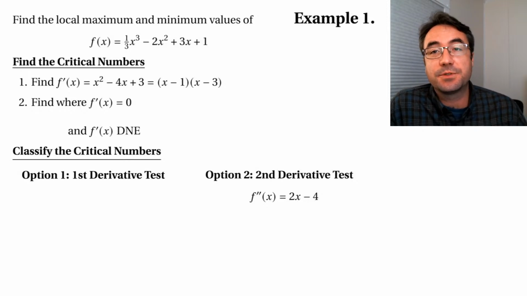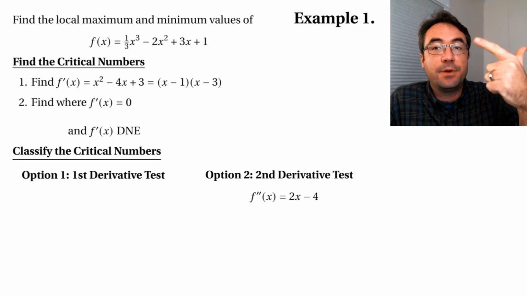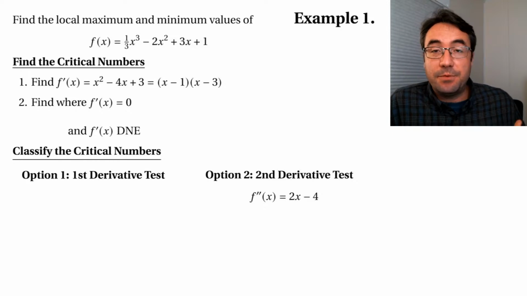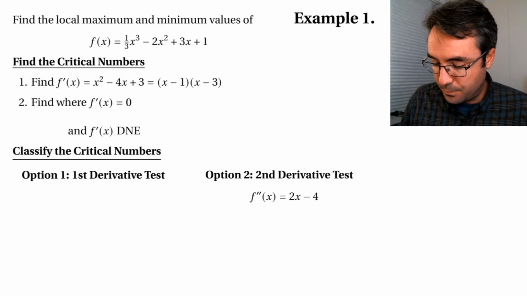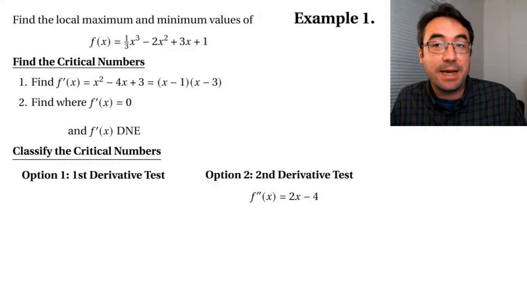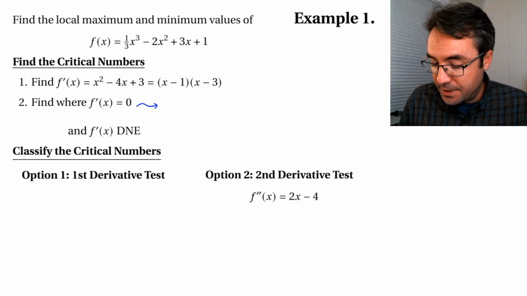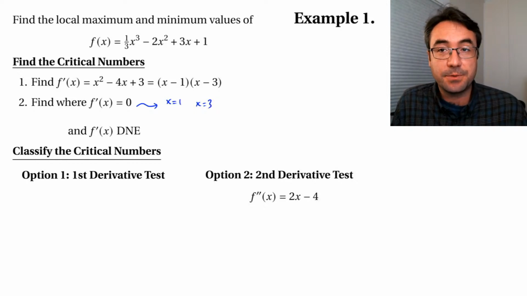So finding the critical numbers, this is something we've been doing a whole bunch of times now. Figure out the derivative, figure out where the derivative is 0, figure out where the derivative is undefined. And we've calculated this derivative, and we found the critical numbers. When we found that our derivative in factored version was x minus 1 times x minus 3. Setting that equal to 0 gave us two values for x. So our derivative was 0 at x equals 1 and x equals 3.